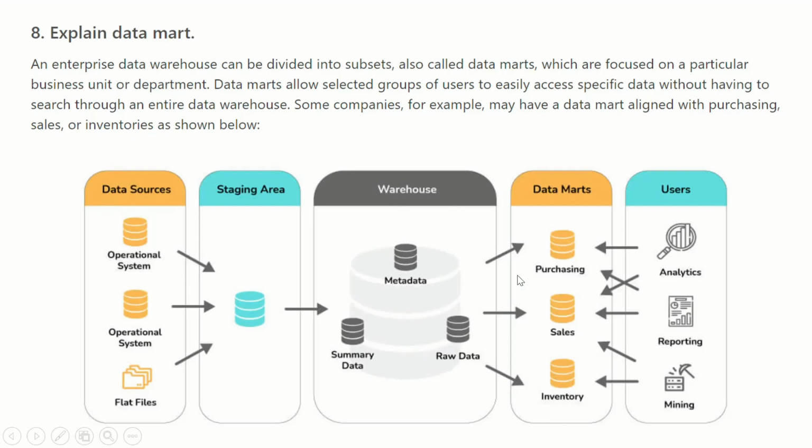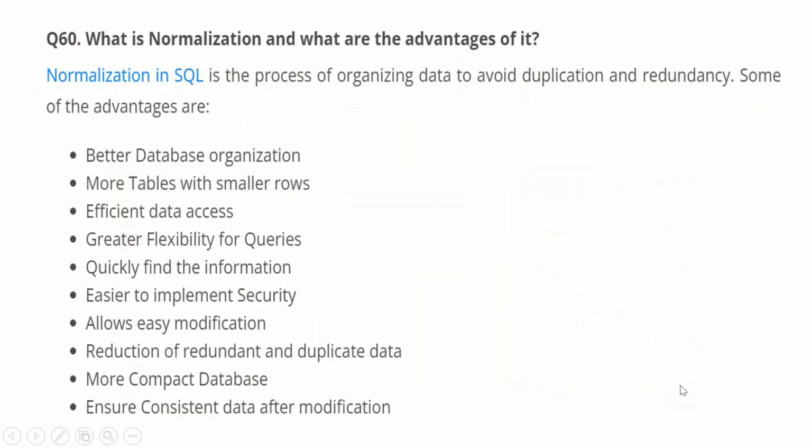From the warehouse, the data moves to the separate, specific departments like the purchase department. In the purchase department, only data related to purchase is moved. For the sales department, the sales reports or data are moved to the sales department. Inventory is the same. Then the downstream users get those records from data marts for analytical purposes, for reporting purposes, and for mining purposes. Okay.